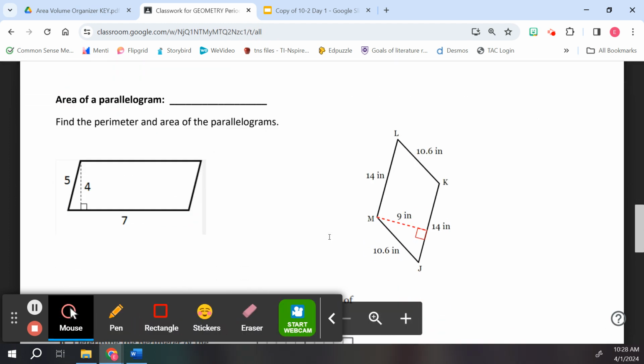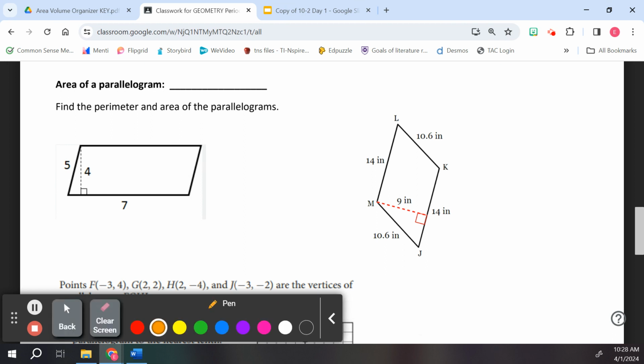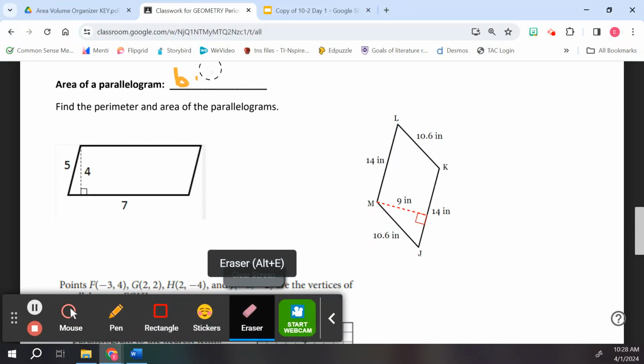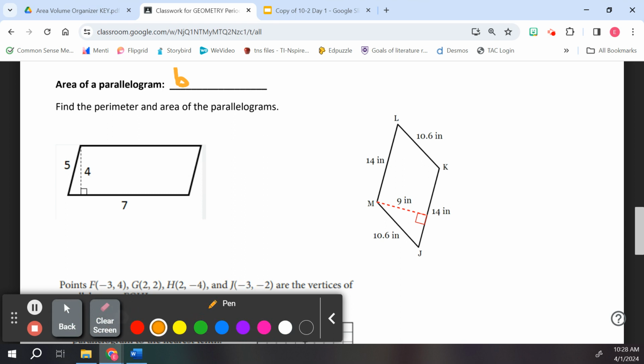Okay. Let's take a look at area of parallelograms. Now, the area of a parallelogram is the same as a rectangle. It's base times height. So basically what they're saying here is if I took this little part right here and put it over here, you would have a rectangle. So that's why it shares the same formula.